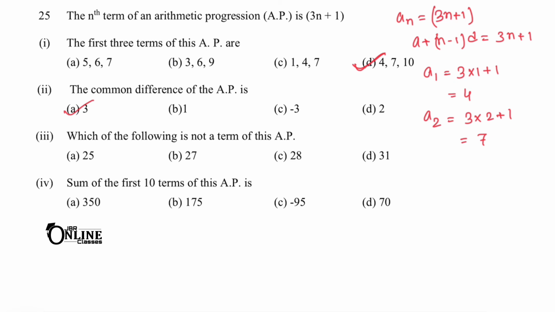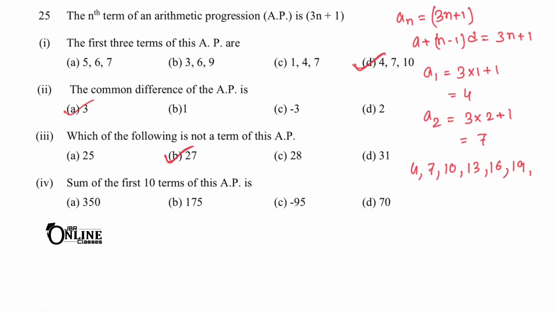Next, number 3: which of the following is not a term of the AP? So 4, then 7, then 10, after that 13, 16, 19. In this way you can find out 27 is not a term in that AP, because after 19 comes 22, then 25, then 28. So 27 is not a term in that AP.